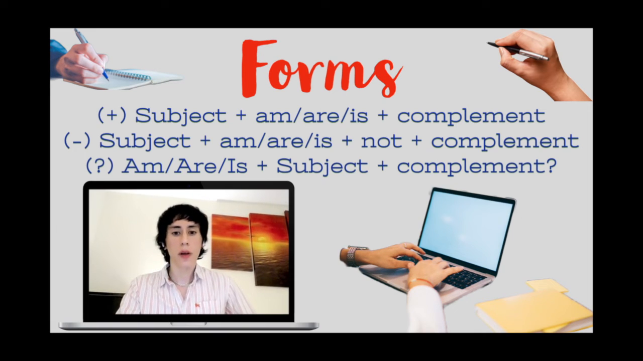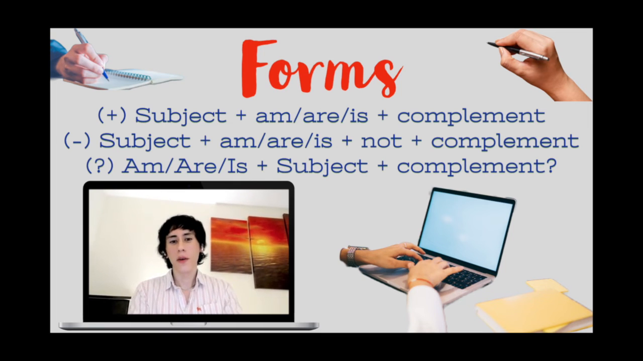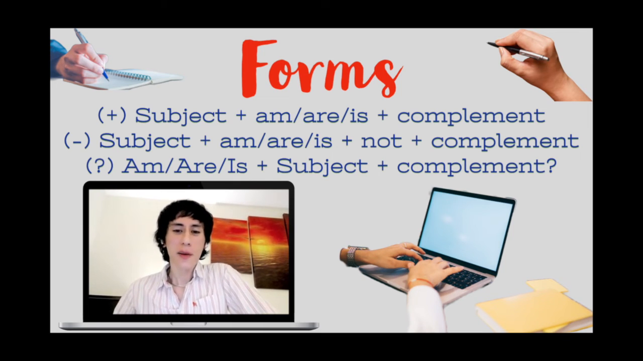And the negative form, the only thing that changes is that we put a not after the verb to be conjugation. So for example, am not, are not, or is not, plus the complement. For example, the subject can be my dog is not very smart. Just an example, because my dog is smart. Or we can say that my cat is not friendly.